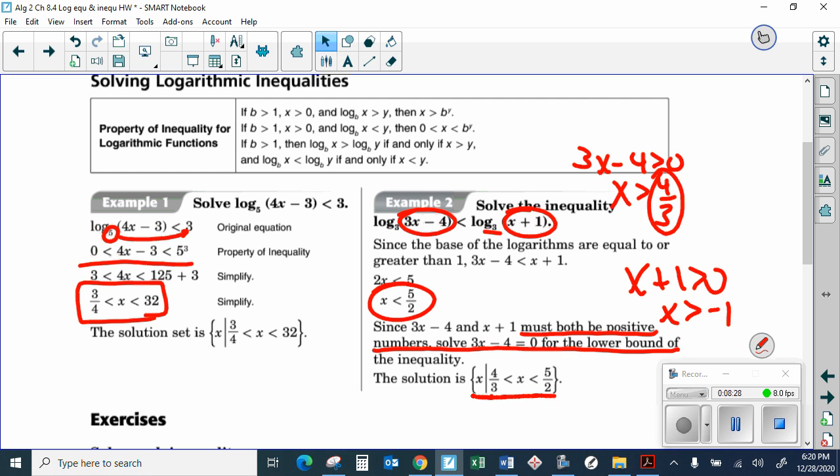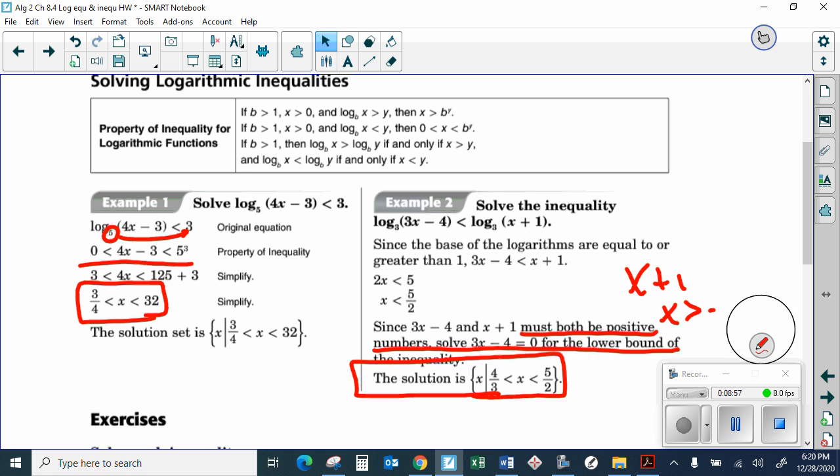Okay, so this is a major concept to understand, that you have to always set your log expression also greater than 0. Okay, so you're not just solving that, you have to remember to set each one because both of these have to be positive answers. So you solve both of them greater than 0 and find out whichever answer is bigger, and it has to be that one. Okay, otherwise it won't satisfy both.